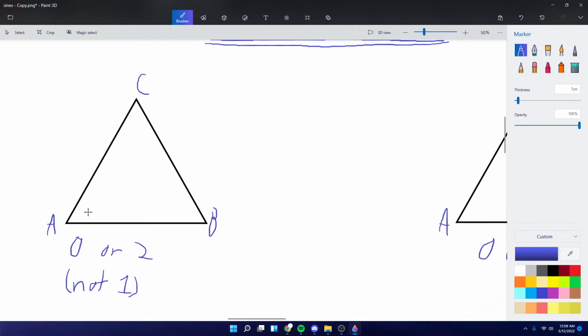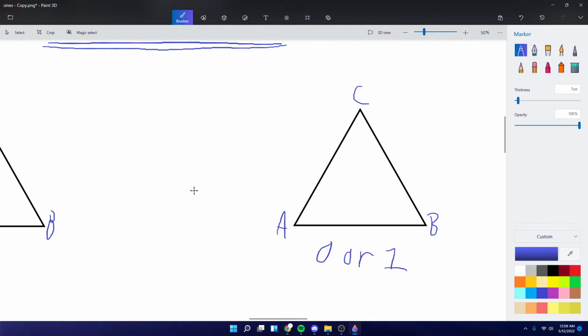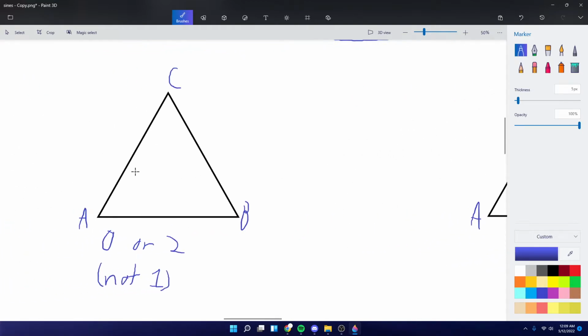So there are two types of ambiguous cases. The first one is when the angle that you're solving for is greater than the angle that you're given. In that case, there's 2 triangles or 0 triangles. Then there's the other one where the angle you're trying to find is less than the angle you're given. In that case, there's 1 triangle. So let me show you how you would identify each case.